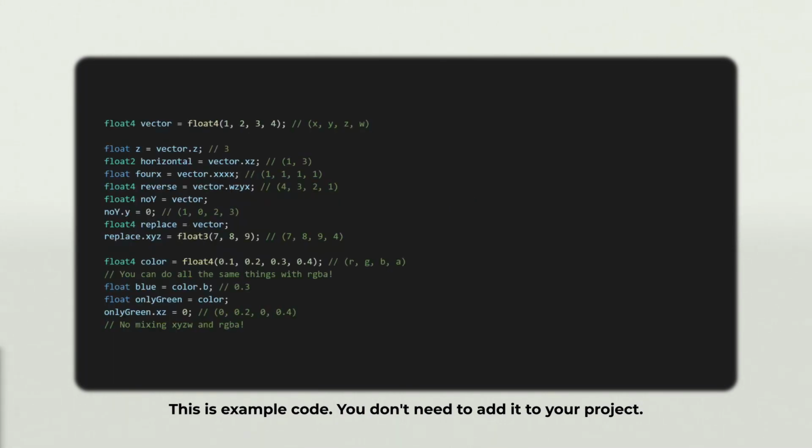This mechanism is called swizzling. You can ask for any combination of the x, y, z, and w components in any order. The compiler will construct an appropriately sized float vector variable for you. You can also use R, G, B, and A the same way, which is more intuitive for colors. It's even possible to assign values with a swizzle operator.